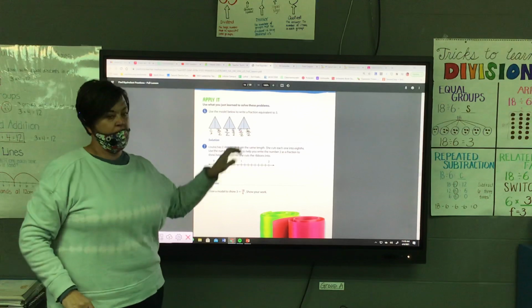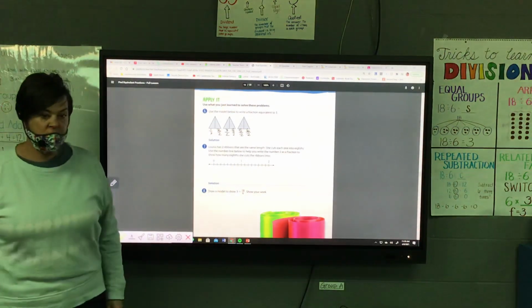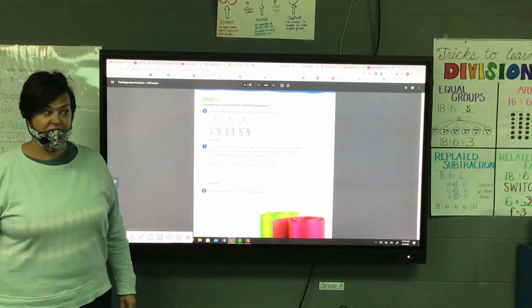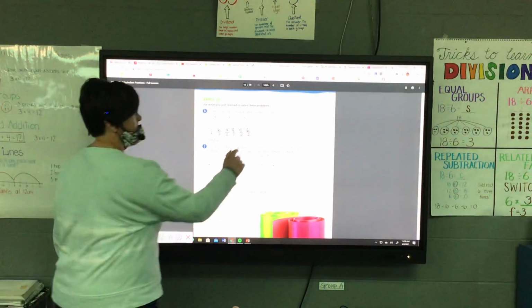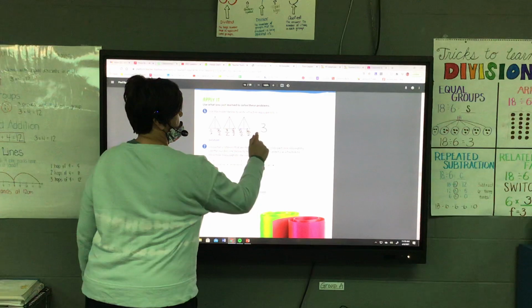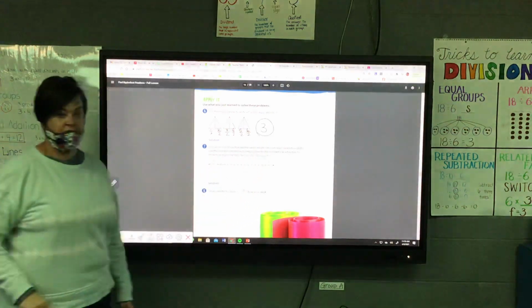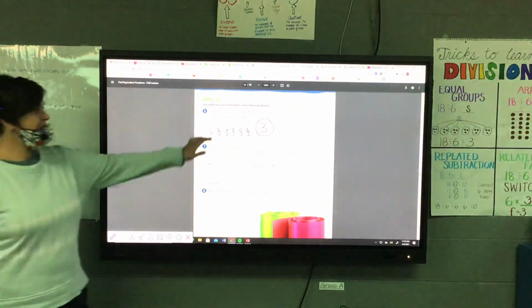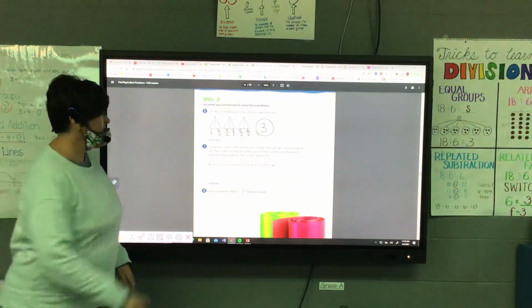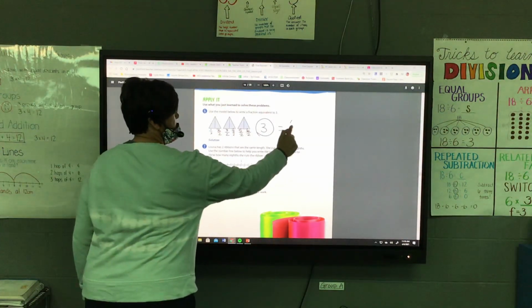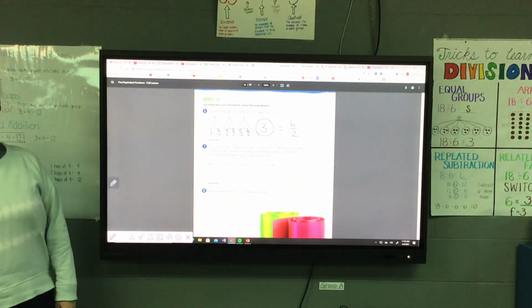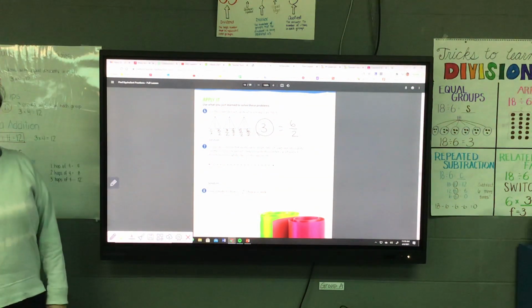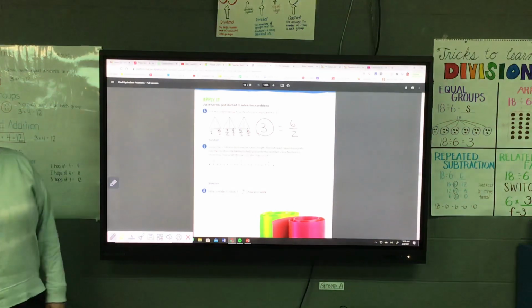So 6 divided by 2 equals, or 2 times what equals 6? Think of it that way. You should end up with that, right? 6 halves equals 3. Does that make sense to you? No?